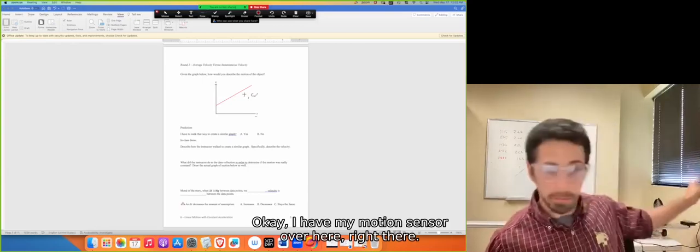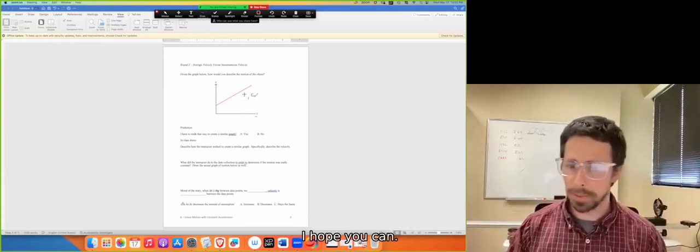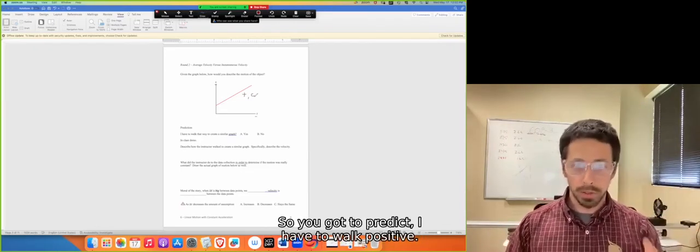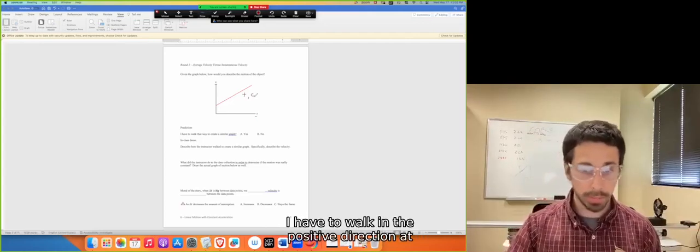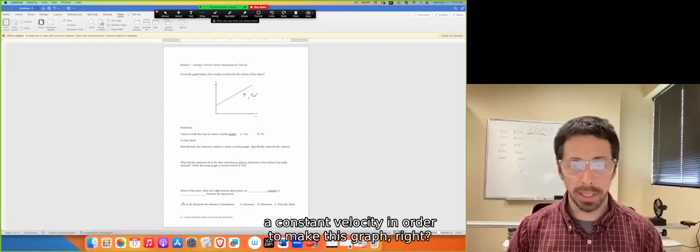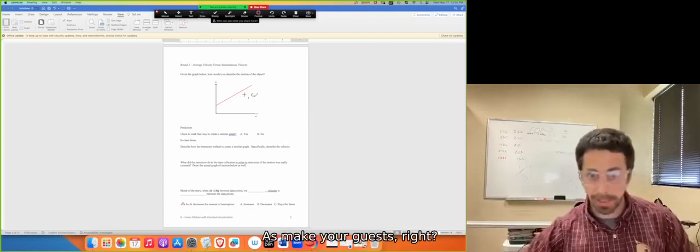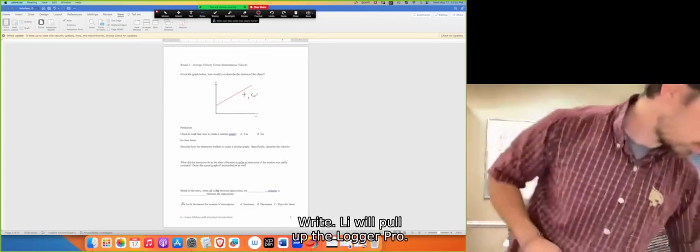Okay, I have my motion sensor over here, right there. Maybe you can see it, I hope you can. If you can't, it's over there by the window. And I'm going to walk, so you have to predict. I have to walk in the positive direction at a constant velocity in order to make this graph, all right? Make your guess, right? It's a prediction. There's no right or wrong answer, just take a guess.